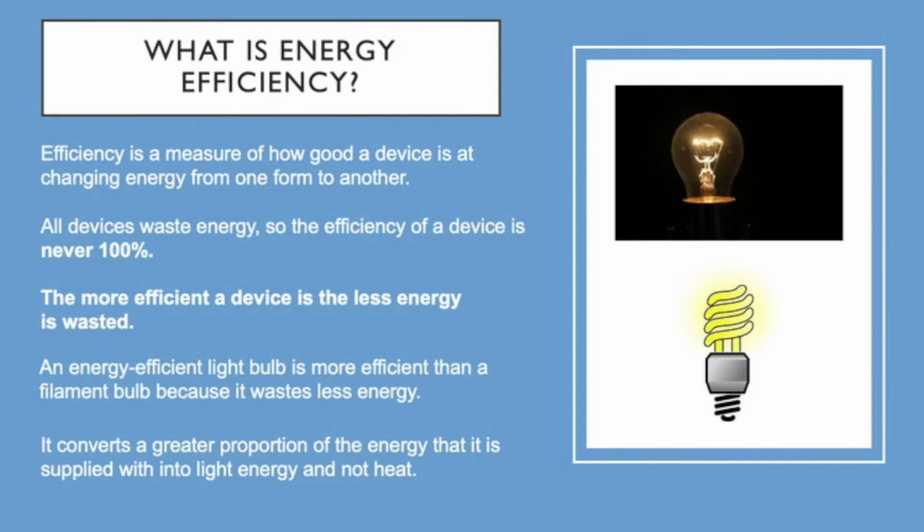If you think about it, I get a light bulb to light up my room. Filament light bulbs waste a lot of their energy as heat, but that's not the type of energy that I want. I don't buy a light bulb so I can heat up my room. I buy a light bulb so I can light up my room. So the less energy that's coming out as heat, and the more energy that's coming out as light, the more energy efficient it is. And that's what an energy efficient light bulb does. Most of the energy that comes out of it is light.